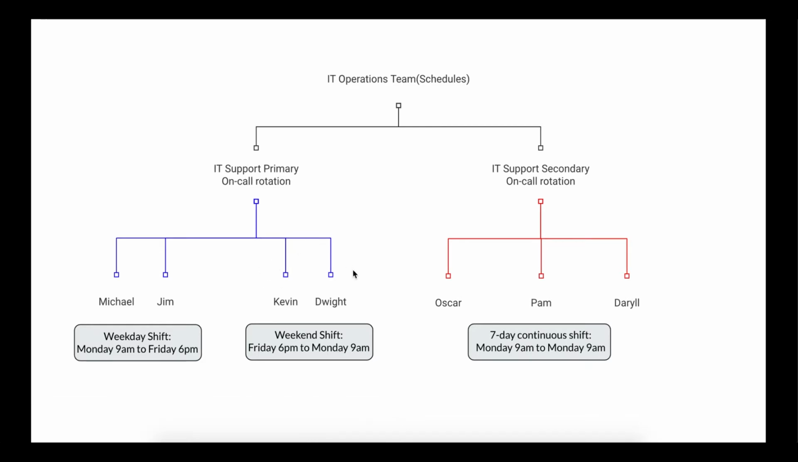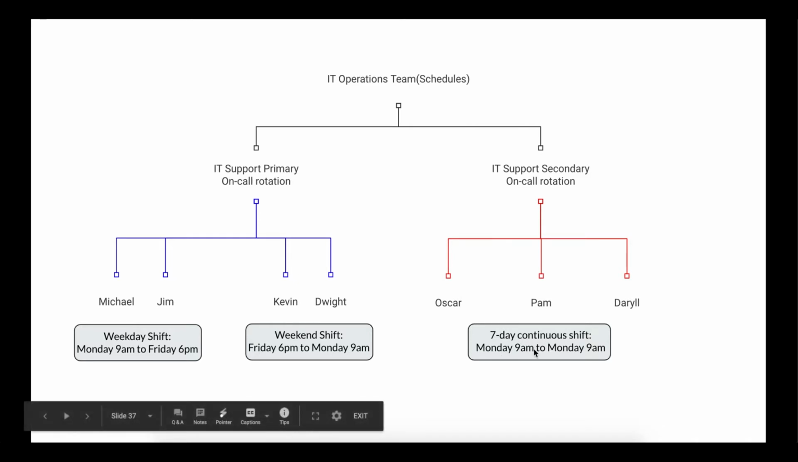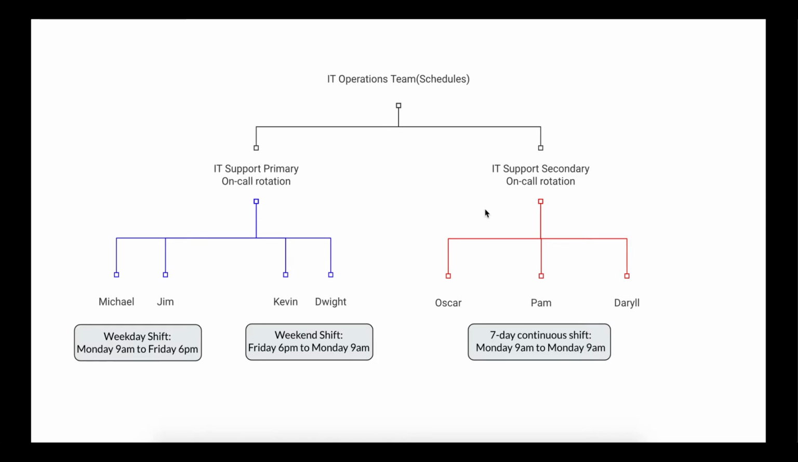For the IT support secondary on-call rotation, we have Oscar, Pam, and Daryl. This rotation is a 7-day continuous shift starting from Monday 9 a.m. to the Monday the following week at 9 a.m. Let's go ahead and create our IT support secondary on-call rotation first, and then we'll create the IT support primary on-call rotation.